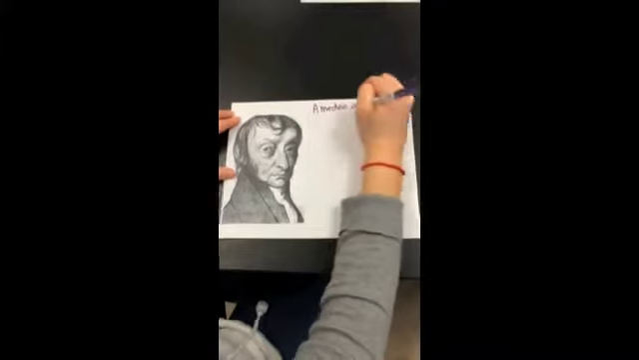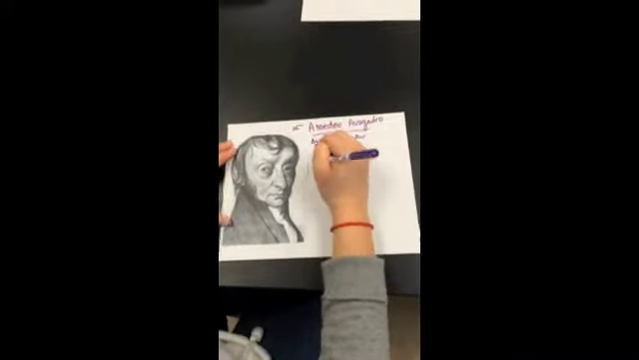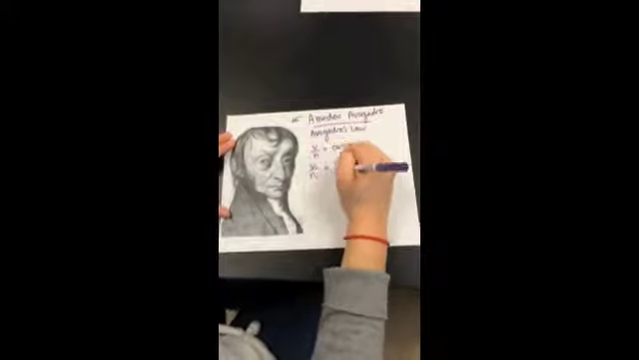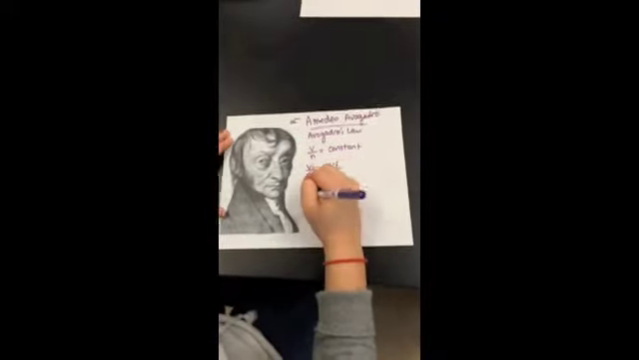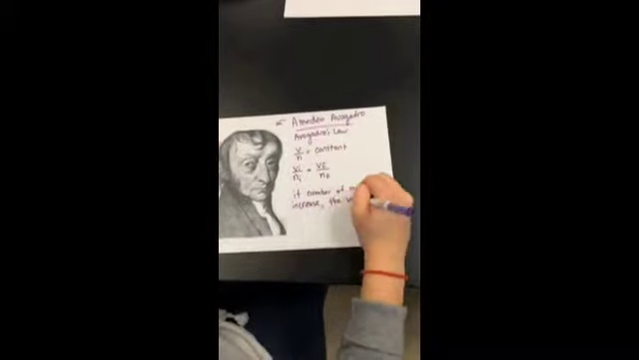Now we're going to talk about Amedeo Avogadro, from where we get Avogadro's law, which says that volume over number of moles equals a constant, or V1 over N1 equals V2 over N2. So it's saying if the number of moles increases, the volume also increases.